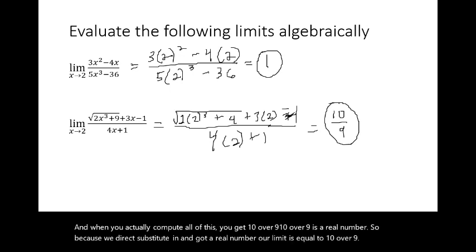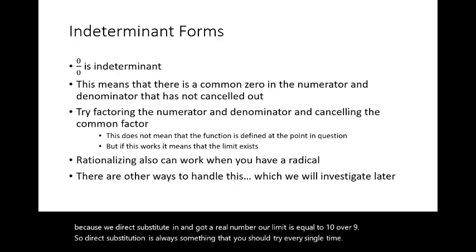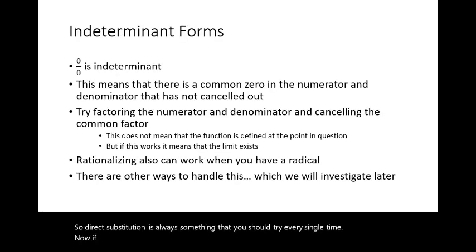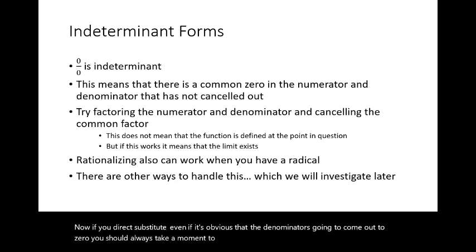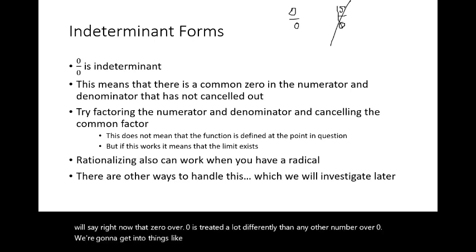So direct substitution is always something that you should try every single time. Now, if you direct substitute, even if it's obvious that the denominator is going to come out to 0, you should always take a moment to direct substitute into the numerator as well. Because I will say right now that 0 over 0 is treated a lot differently than any other number over 0. We're going to get into things like 5 over 0 later, but if you get a 0 over 0, that is an indeterminate form.